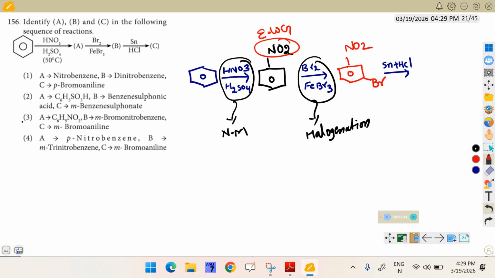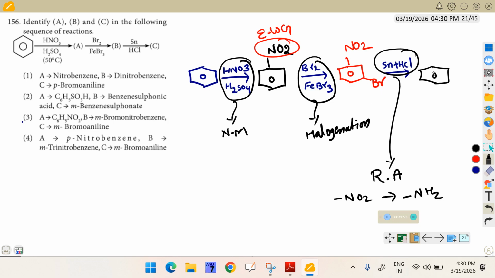After that, it reacts with Sn plus HCl. Sn plus HCl acts as a reducing agent. The nitro group is converted to an amine. Then it gives C6H4NH2Br. The correct option is the third option.